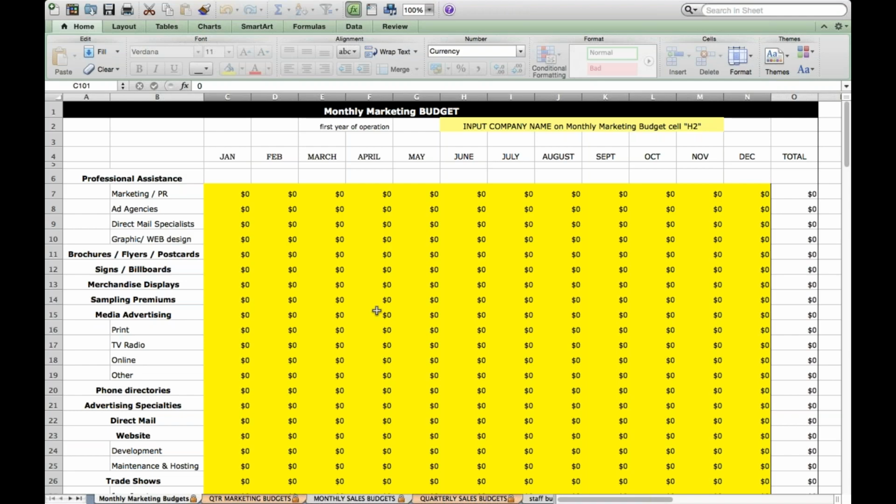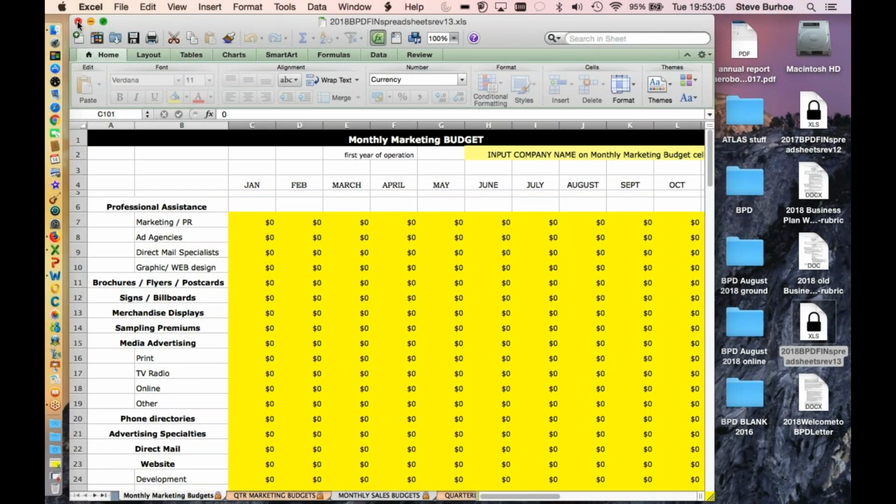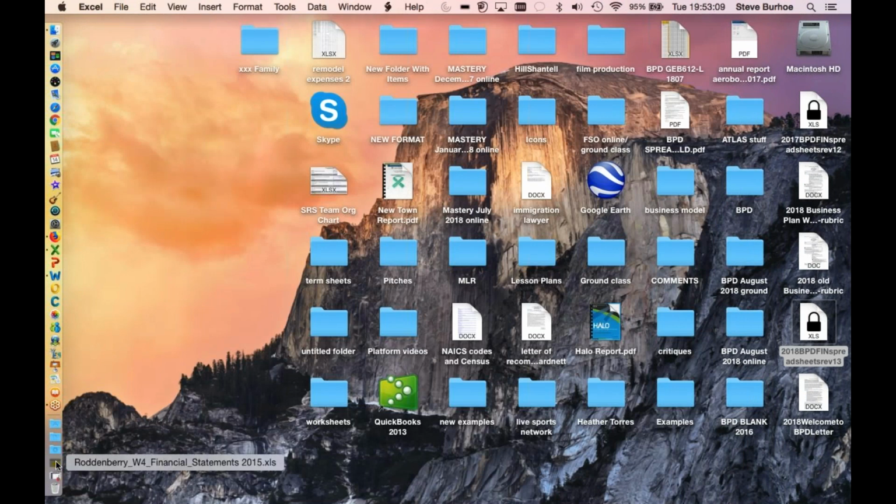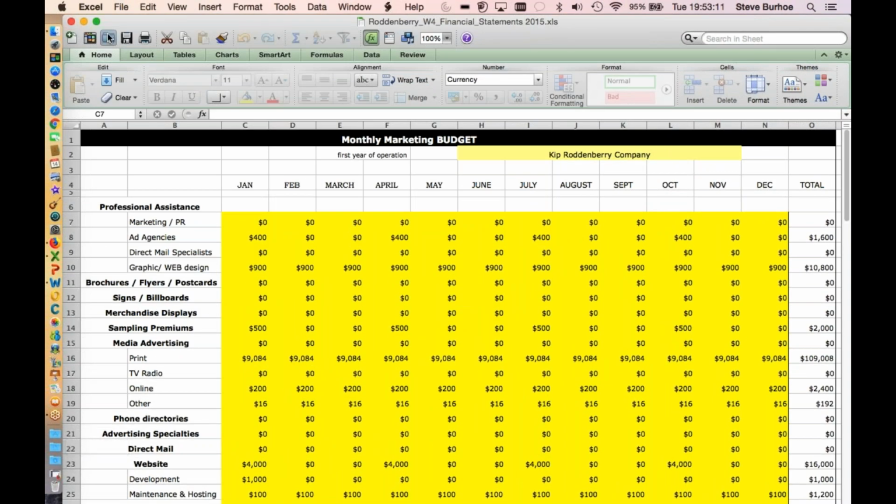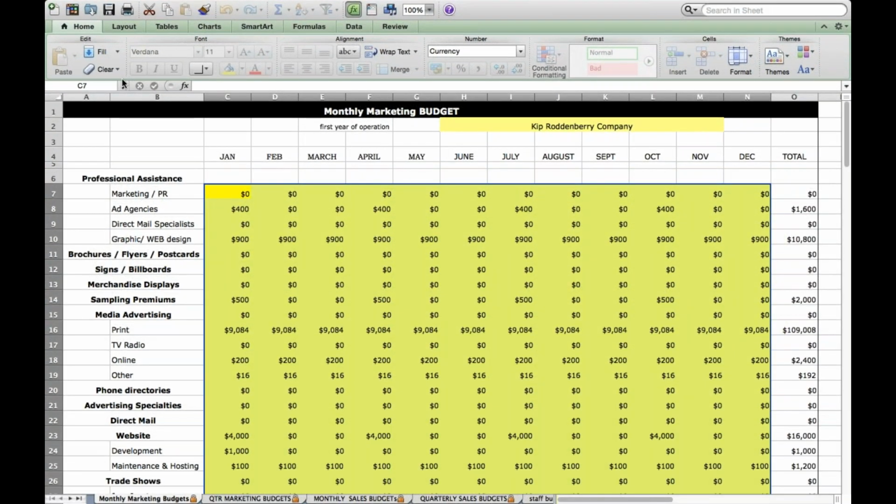Okay, I'm going to leave this because I'm going to bring up one that I've got data in, and that's Kip Roddenberry. Kip is a staff member who went through our program about 7-8 years ago, and he teaches entrepreneurship in the undergrad. He's a pretty nice guy. He used to put on concerts for all the big name groups, taking care of all their scheduling and everything in Florida and down in the Caribbean.